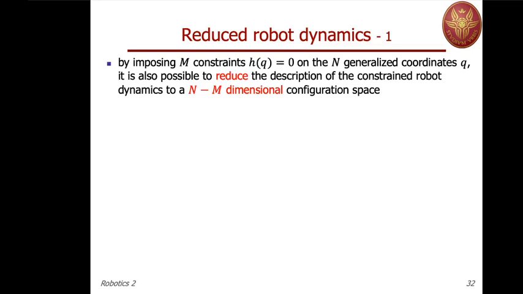Again, we start. We will impose the m constraints h of q on the n generalized coordinates q, and we will reduce the description of the constrained robot to a reduced dimensional configuration space. The dimension of this reduced space is indeed n minus m. So if we have a 2 degree of freedom robot like the planar 2R and we impose a one-dimensional constraint, so m is equal to 1, we are left with a single second-order differential equation to work with. So we reduce, in fact, the number of differential equations.